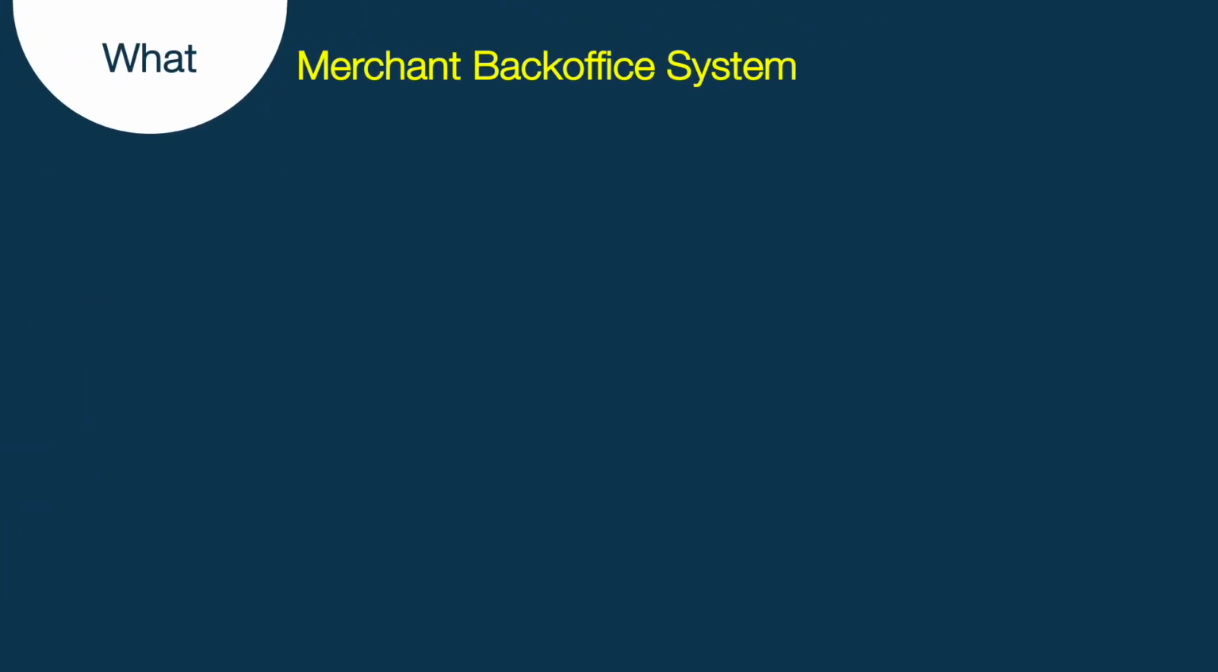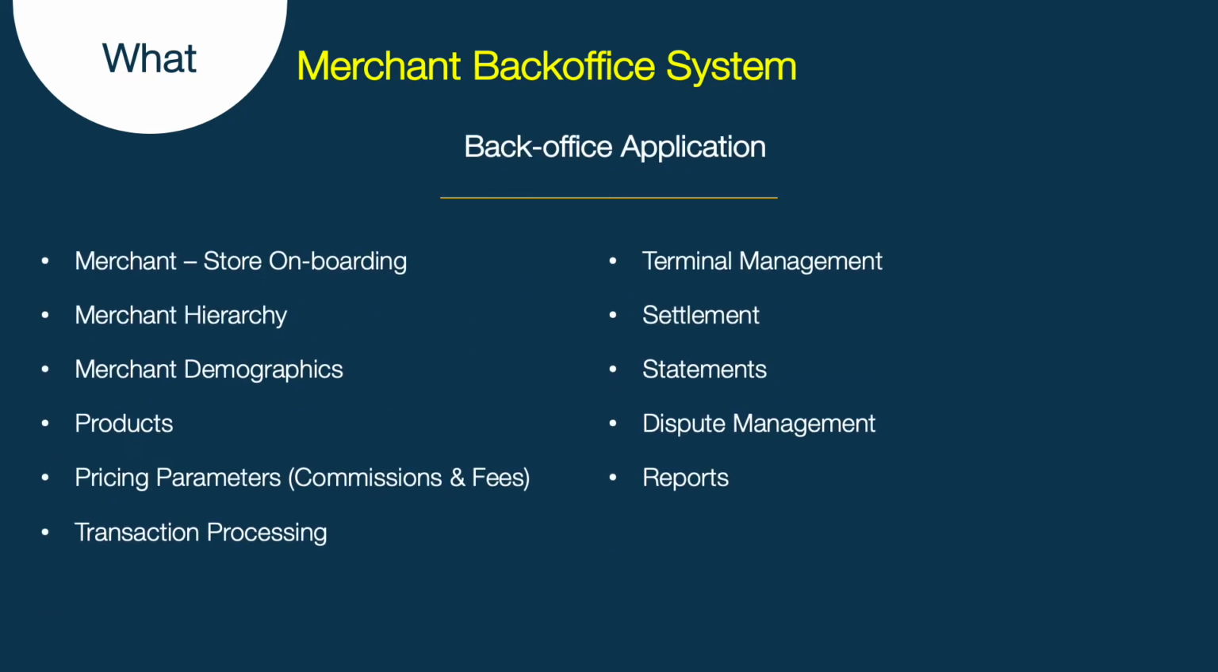Let us look at the standard functionalities of a merchant back office system. The merchant back office system supports the merchant and store onboarding, basically the application processing of a merchant and store, and it would support the setting up of a merchant hierarchy like the ones we saw in the previous slides. In the real world, there could be complex hierarchies as well. The next one is about merchant demographics. Merchant and store demographics means the name, the address, the bank information, etc. I've explained a little bit in detail in the subsequent slides.